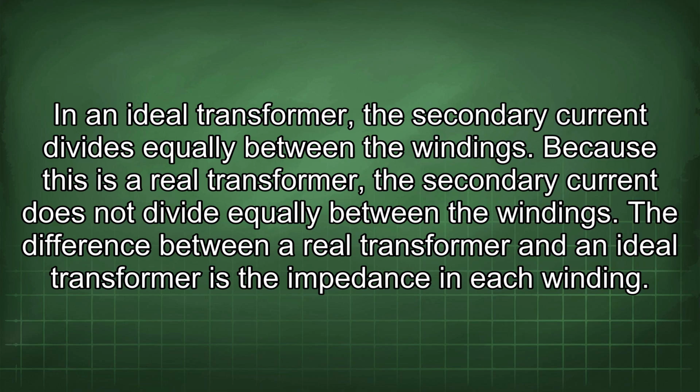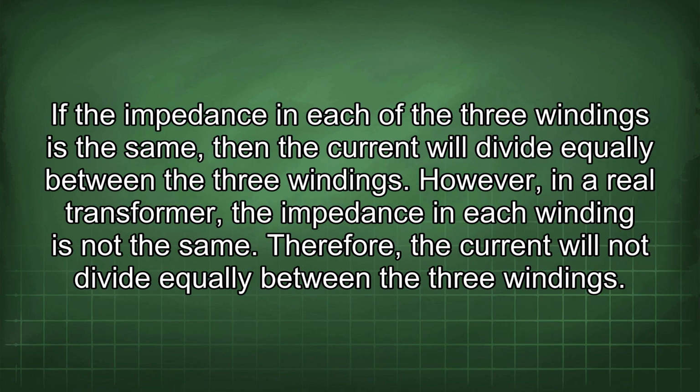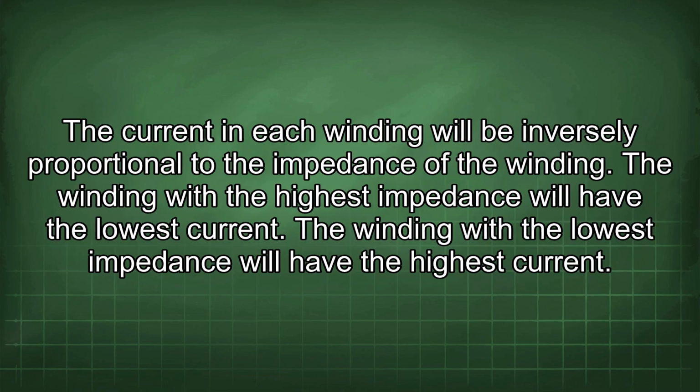The difference between a real transformer and an ideal transformer is the impedance in each winding. If the impedance in each of the three windings is the same, then the current will divide equally between the three windings. However, in a real transformer, the impedance in each winding is not the same. Therefore, the current will not divide equally between the three windings. The current in each winding will be inversely proportional to the impedance of the winding. The winding with the highest impedance will have the lowest current. The winding with the lowest impedance will have the highest current.